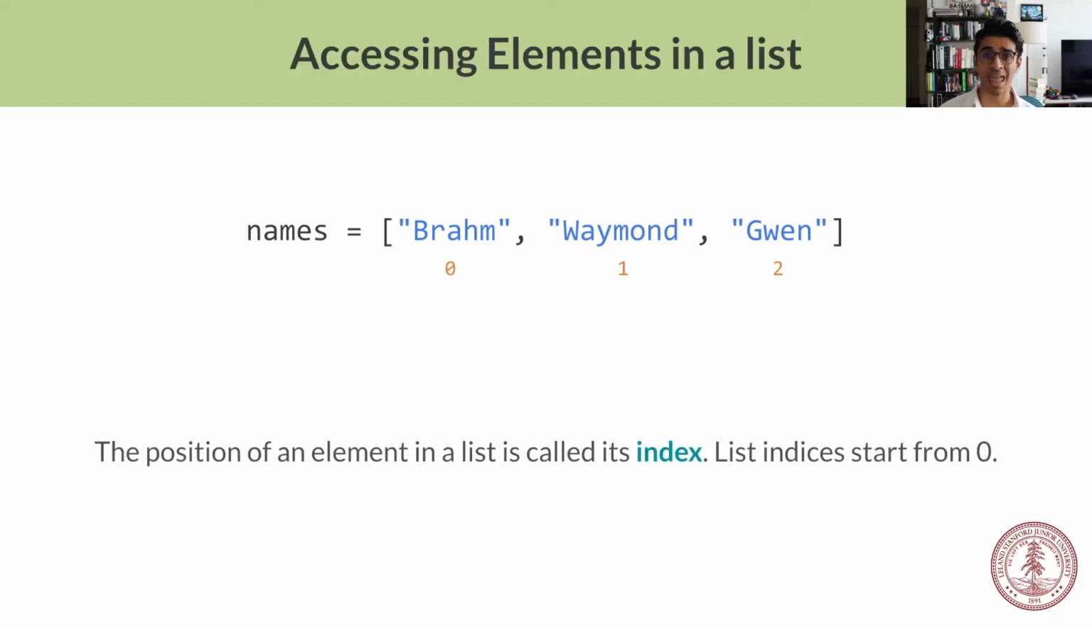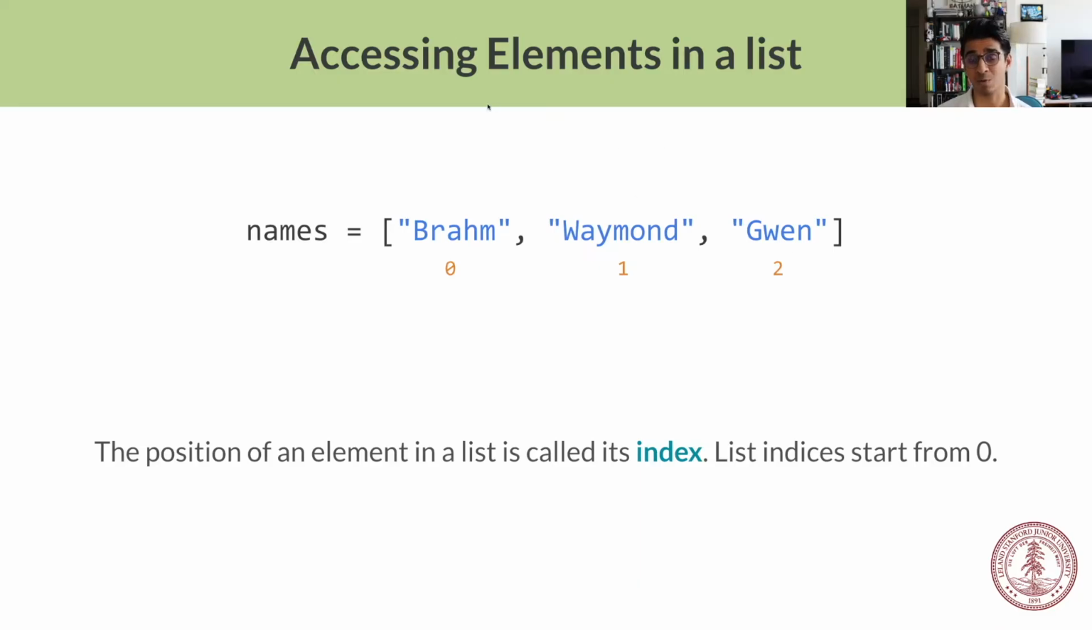Under the hood, every element in a list is assigned a position. The elements occur in a particular order in the list. So we can say, for example, that Brum is the first element of the list. Waymond is the second element, and Gwen is the third element of the list. So in programming, we actually start counting from 0 most of the time, not 1, which is a little surprising because as humans, we just count the elements on this list as 1, 2, and 3.